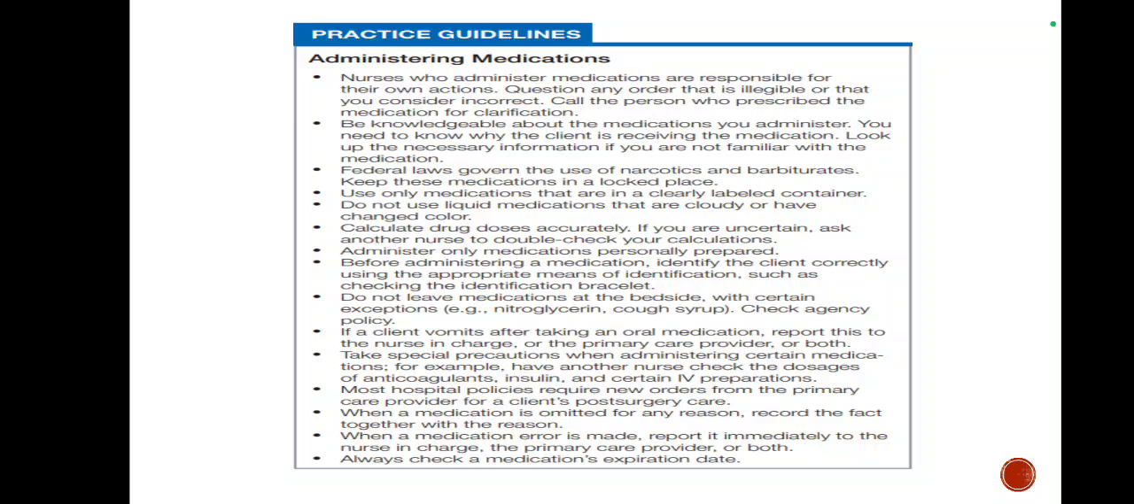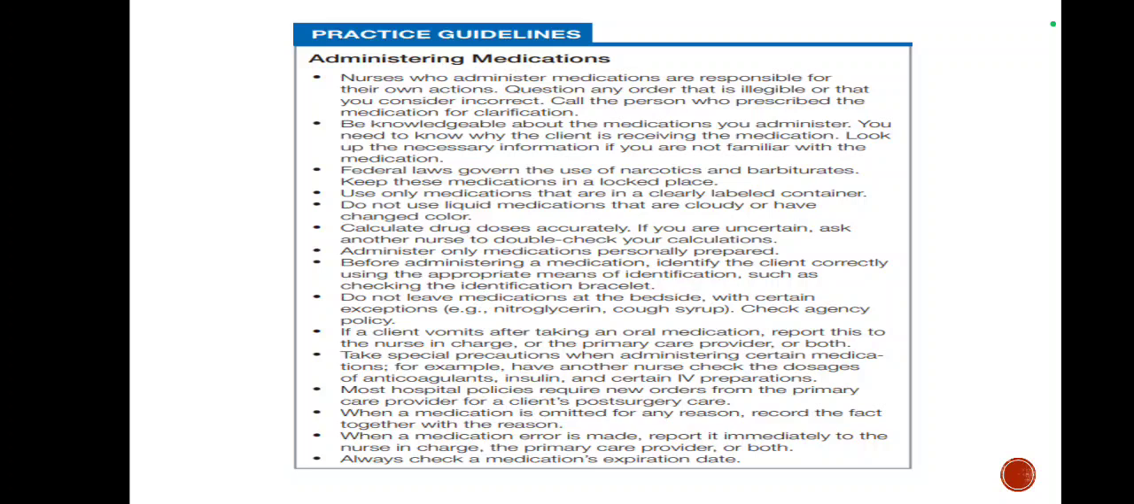If a client vomits after taking an oral medication, report this to the charge nurse or the primary care provider, or both. Take special precautions when administering medications. For example, have another nurse check the dosage of anticoagulants, insulins, and certain IV preparations, especially insulin, because we use units instead of milligrams or grams. So you have to check on that. And then we have a specific syringe that we use when withdrawing insulin.